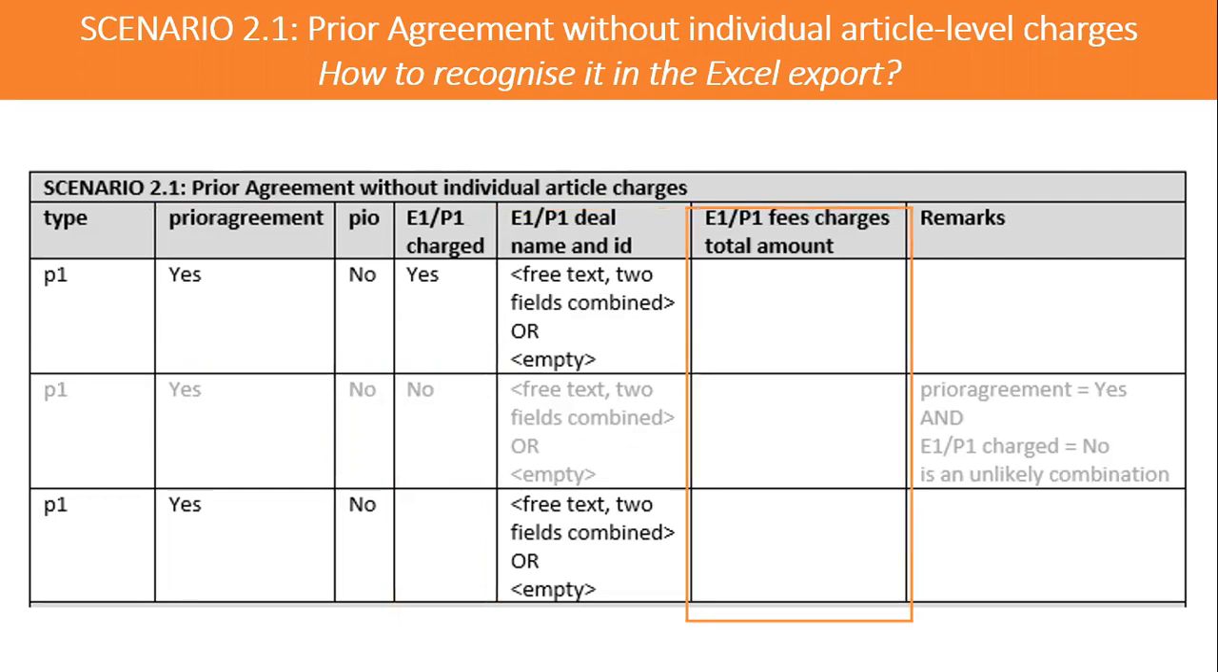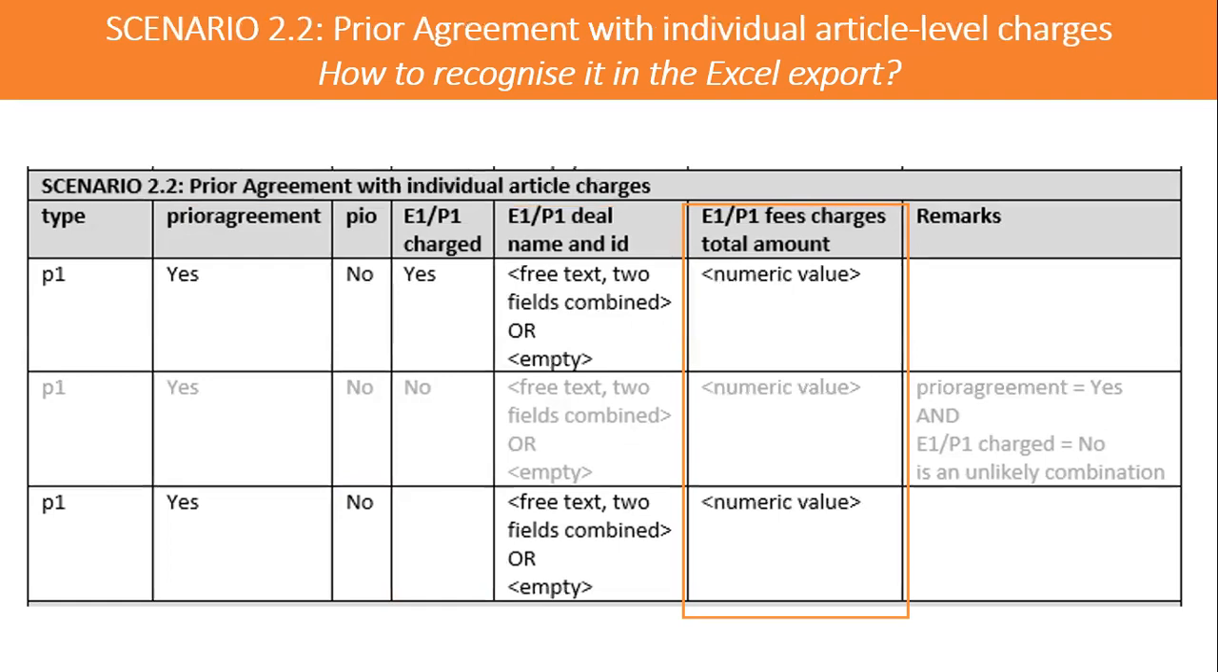In case of scenario 2.1, prior agreement without article level charges, this column will always be empty. In case of scenario 2.2, prior agreement with article level charges, everything is the same as in scenario 2.1, except this column, where now there may be values included.